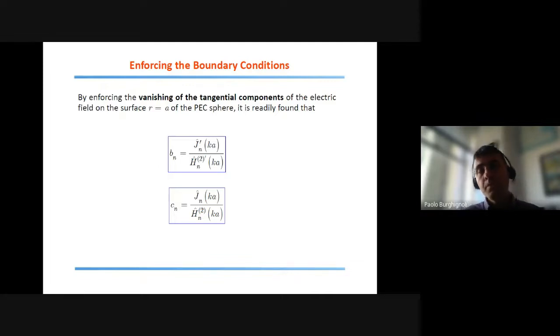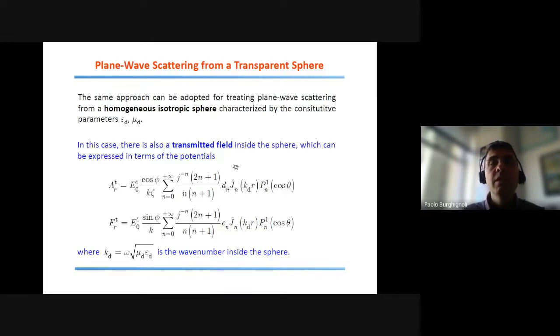If you do so, you will find very simple expressions for these unknown coefficients that describe the scattered field, B sub n and C sub n. They are simple ratios of the Bessel function J, or its derivative, with respect to the Hankel function, or its derivative, in the denominator. Okay, once you know this procedure, you can apply it also on a different kind of sphere.